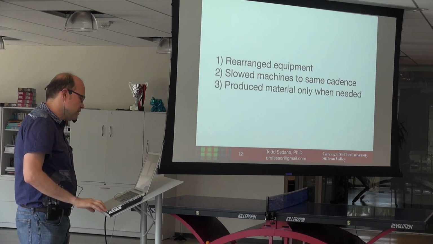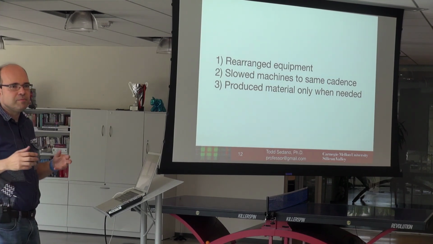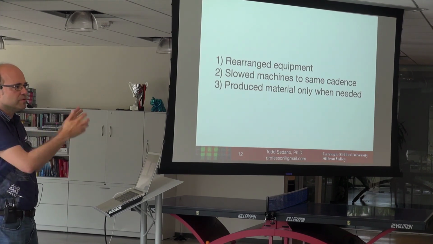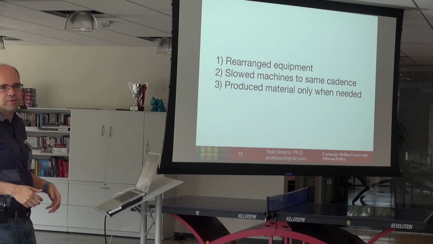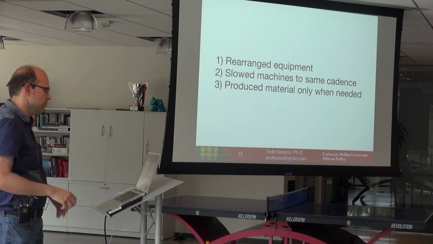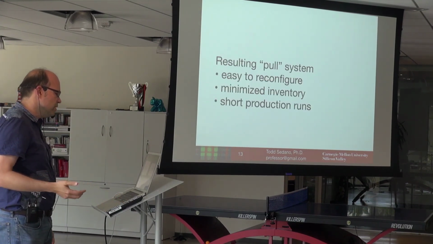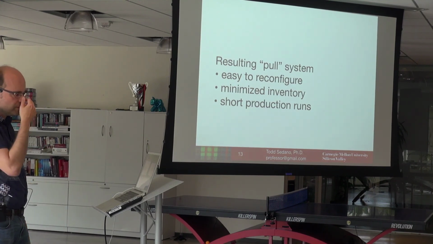And the third thing is he only produced material when it was needed. He hated inventory. He hated this idea that people are schlepping extra inventory into a warehouse. It's sitting there, it's rusting. Now we need inventory management systems, and then moving that inventory back into the factory when it was needed. And this resulted in a pull system that was easy to reconfigure. It minimized inventory and had short production runs.